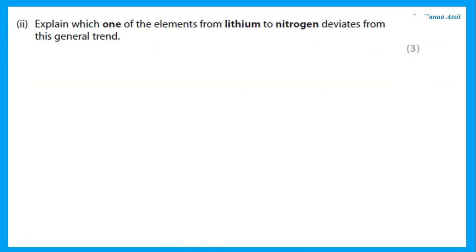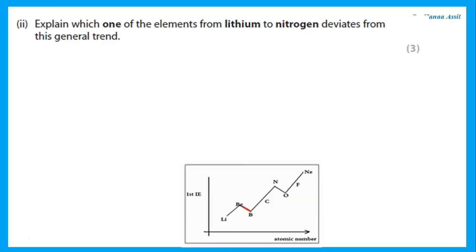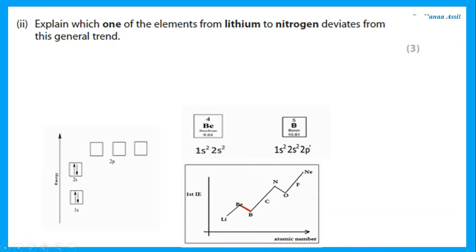Now explain which one of the elements from lithium to nitrogen deviates from this general trend. We said as I go from lithium to nitrogen, it's generally increasing, but where is it not increasing? From beryllium to boron. Now, why is it not increasing from beryllium to boron? You need to look at the electron configuration of each. So, beryllium is 1s2 2s2.